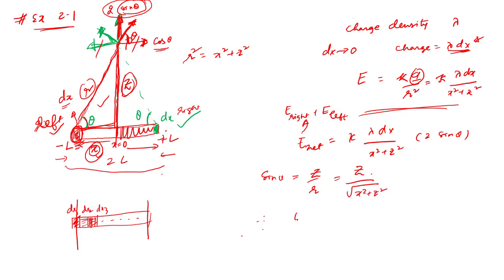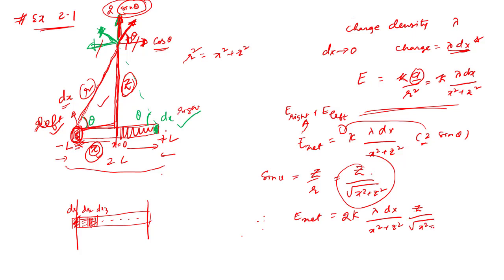So therefore, the net electric field there would be 2 k lambda dx by x squared plus z squared. I'm going to pull the 2 up front, and then sine theta is this. So sine theta is z by the square root of x squared plus z squared. Now I can write this as 2k lambda z dx divided by x squared plus z squared whole to the power 3 by 2.